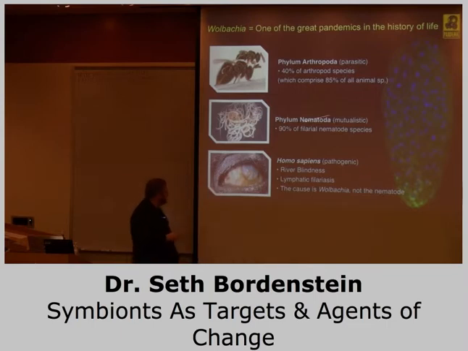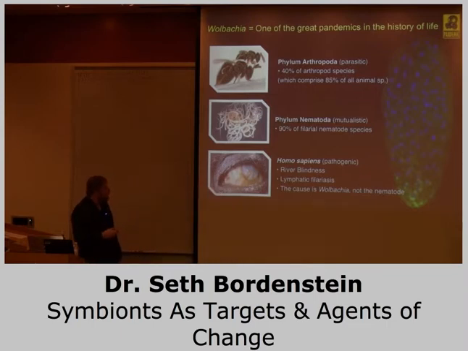Okay, the nematode is another phylum. Wolbachia infect 90% of filarial nematode species. Here we're looking at filarial nematodes that are infectious to mammals, so dog heartworm, and then lymphatic filariasis and river blindness are diseases caused by filarial nematodes. And this is an individual suffering from river blindness here. As it turns out, the inflammation response that leads to river blindness and lymphatic filariasis is, in fact, caused by Wolbachia and not the nematode itself.